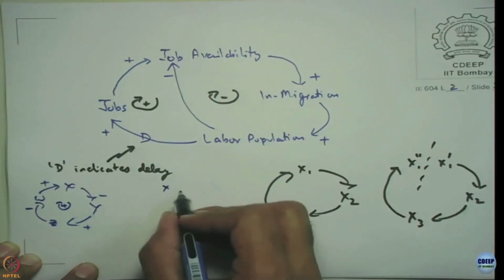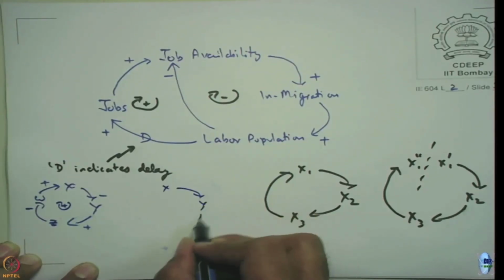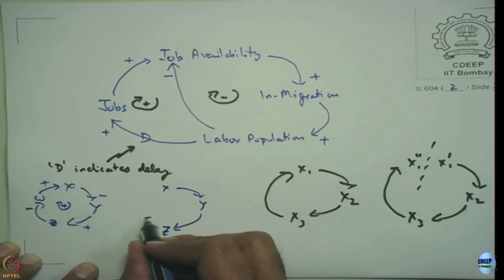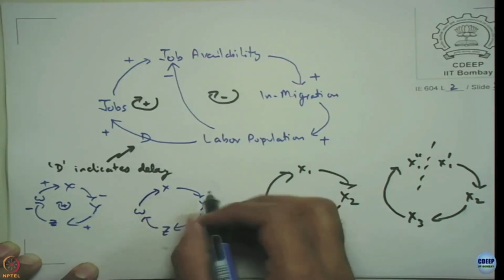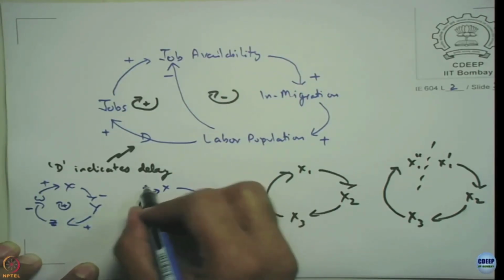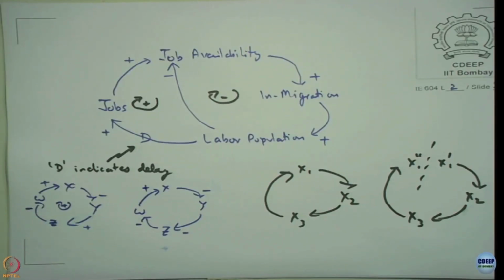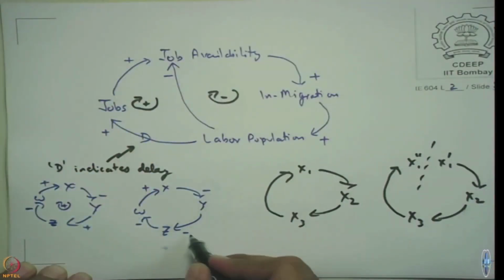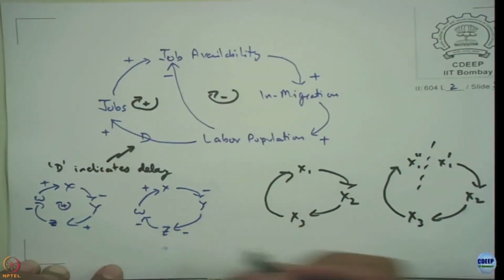If it's odd, as x increases, y decreases, as y decreases, z increases, as z increases, w decreases, as w decreases, x also decreases. So, eventually x went down when you originally started with x increasing. So, the shorter way is you can see there is an odd number of negative links, that means it must be a negative feedback loop.